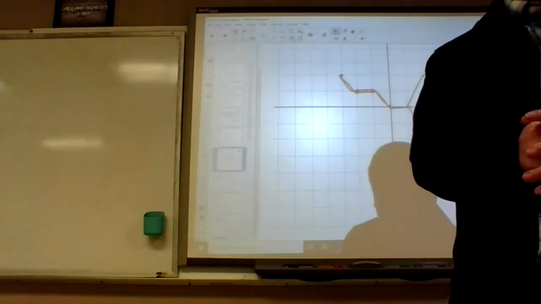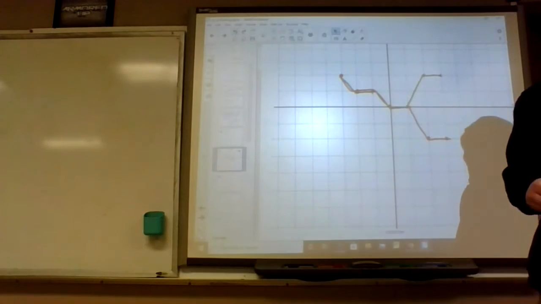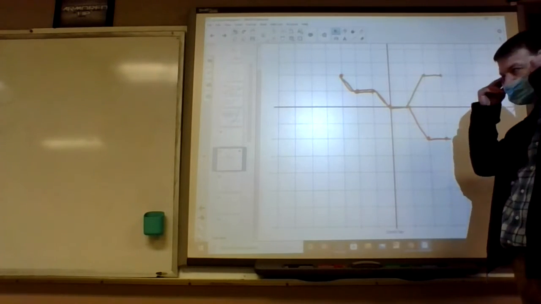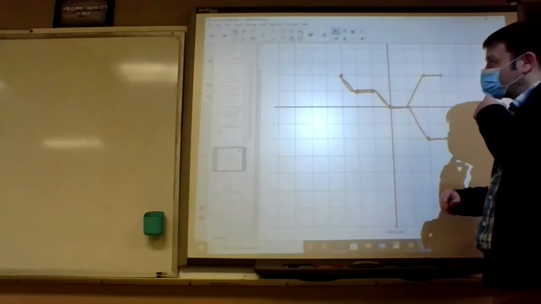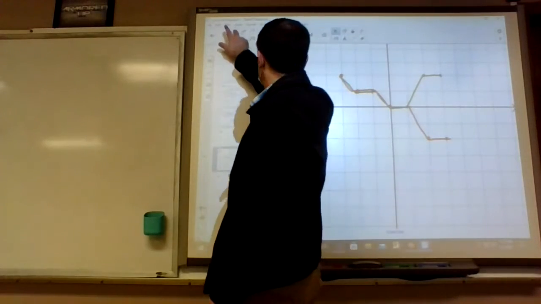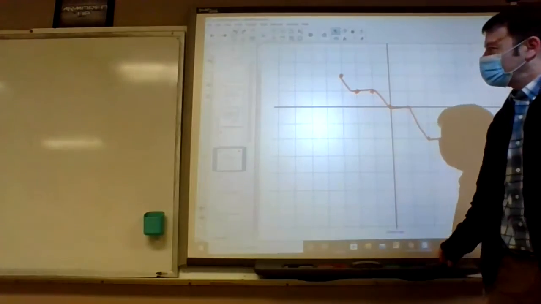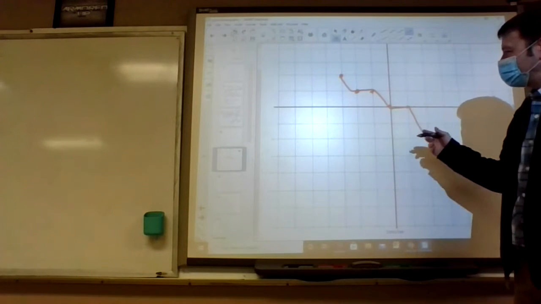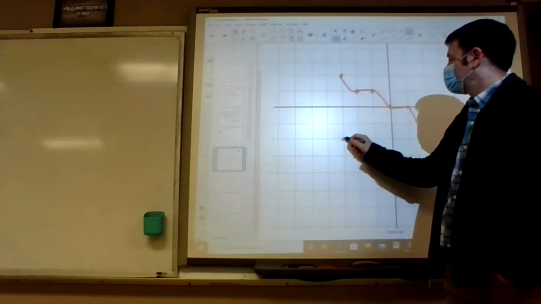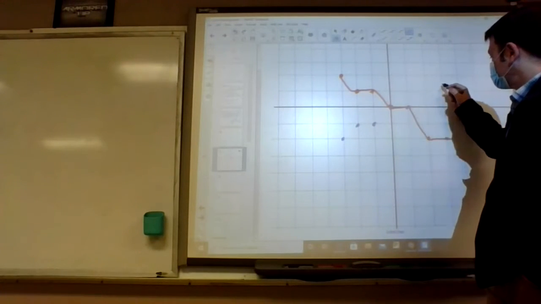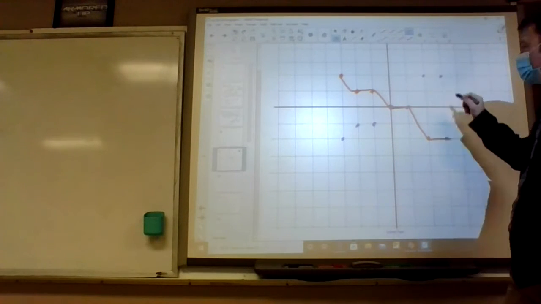Alright, for 6c, what if you make the entire function negative? Flips it upside down. So where it was positive, it'll become negative. Where it was negative, it'll become positive. So, I'm going to do this. Looks like that.